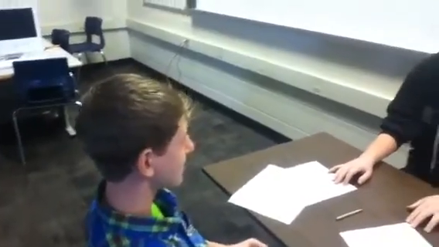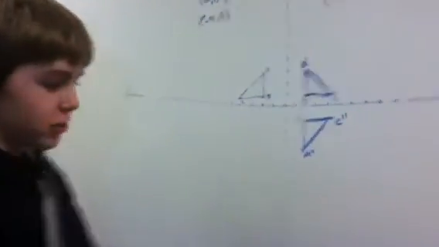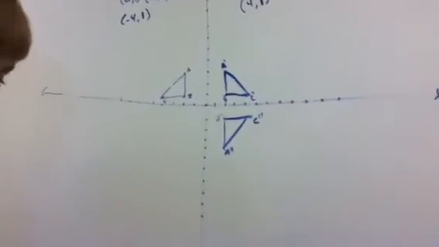Now, Mr. Max, can you teach me about rotations? I will teach you about rotations. It's very simple to rotate a figure 180 degrees on a coordinate plane. All you do is make 2 reflections.